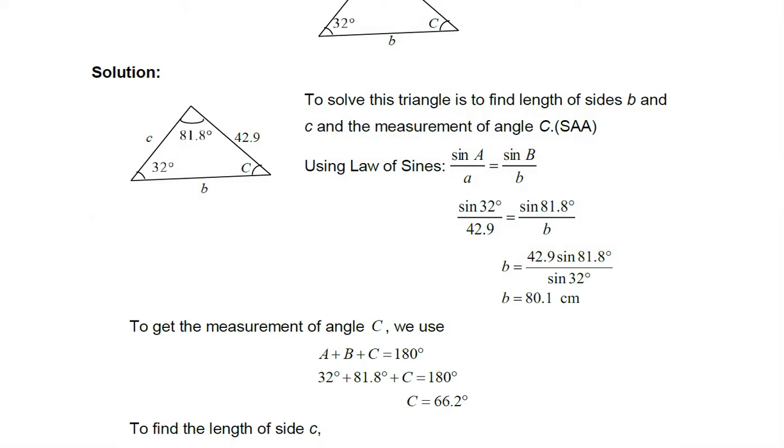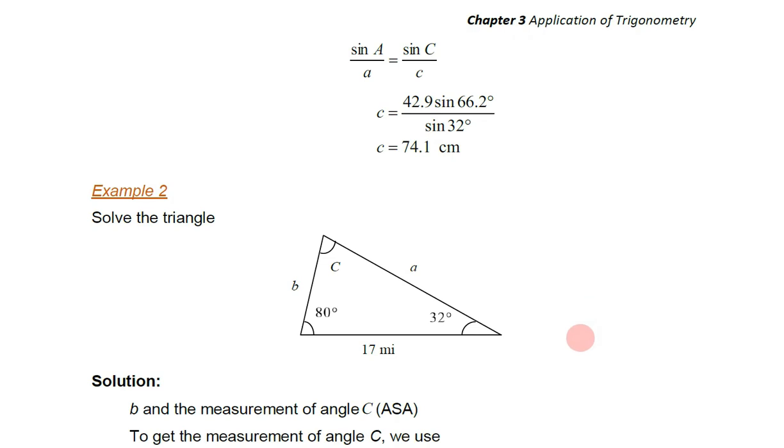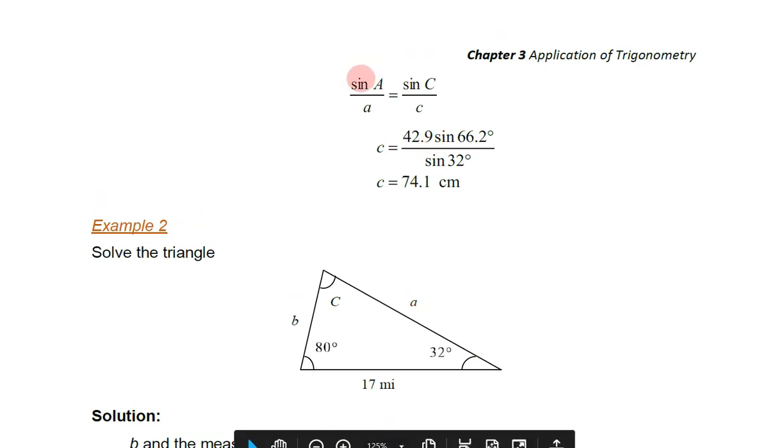You will get b equal to 80.1 cm. Okay, so to find length C, again, you can use the law of sine. Substitute what we have and get the C value, which is 74.1 cm.